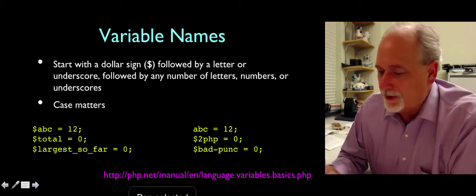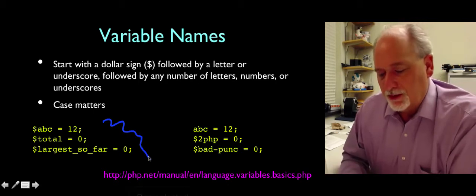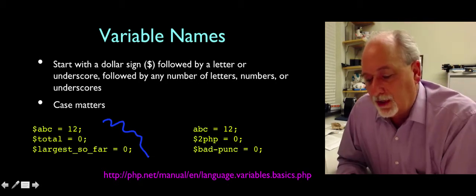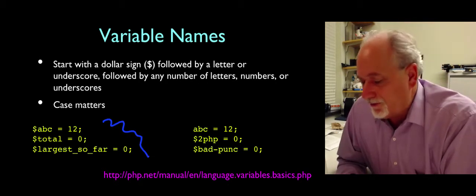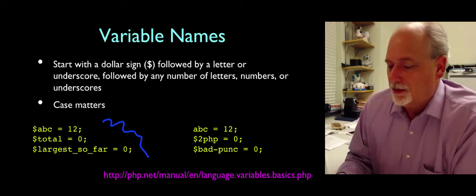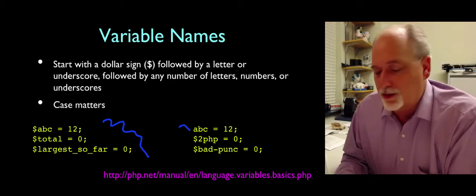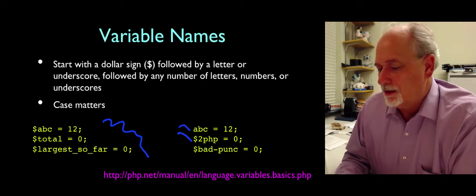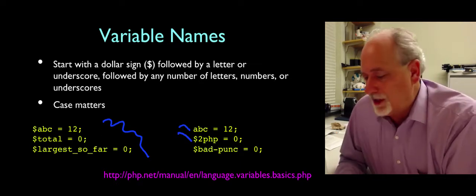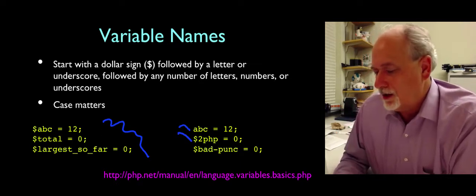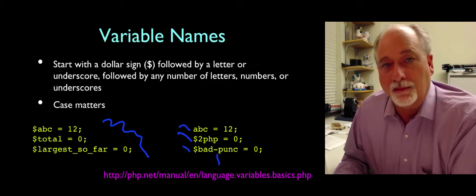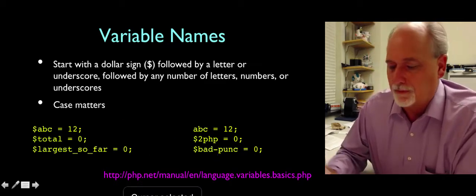On the right-hand side, we've got some good ones: $ABC, $total, $largest_so_far. That's perfectly good. ABC is wrong because there's no $ sign. This is wrong because there is a 2 after the $ sign, not a character. And this is wrong because that punctuation is wrong.